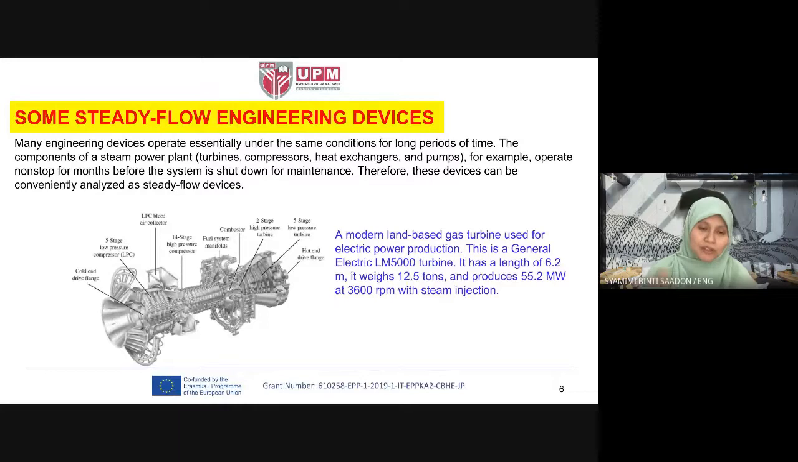The flow in the device, normally air, water or steam, is in a steady flow process. So we can use the steady flow energy balance just now. This is an example of a turbofan or gas turbine. A modern land-based gas turbine used for electric power production is in a power plant, but it's more or less the same as your aircraft engine, the turbofan engine.